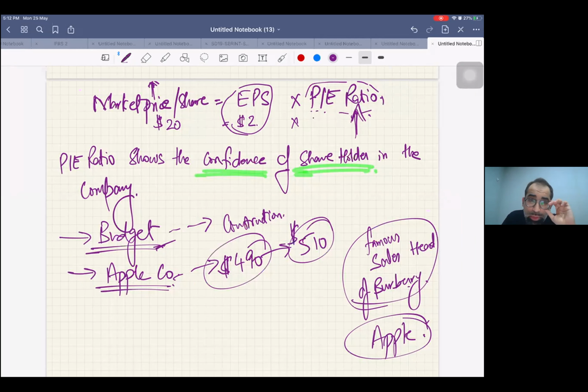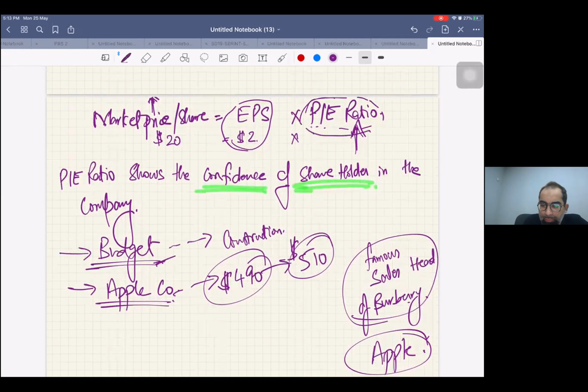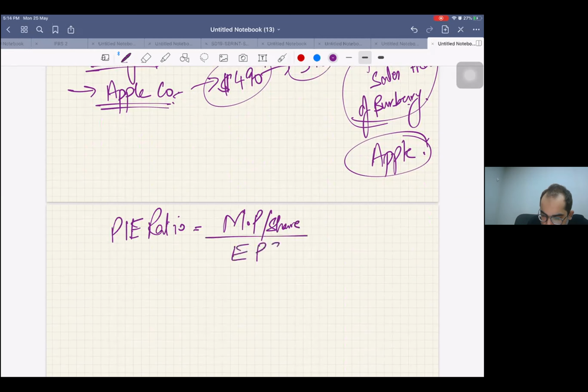Okay. So what does the price earning ratio reflect? Price earning ratio shows the confidence of shareholders in the company. Now, let me tell you the real formula of price earning ratio and then some more discussion. See, you are multiplying the P ratio with EPS to get the market price. So if you want the P ratio alone, just divide EPS on the other side. So this will be the formula. Price earning ratio equals market price per share divided by EPS.